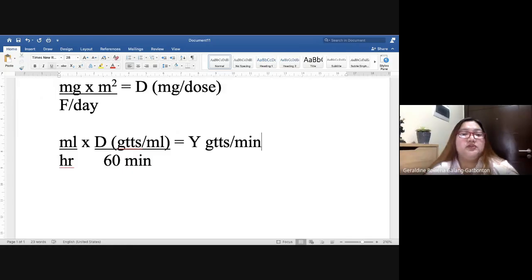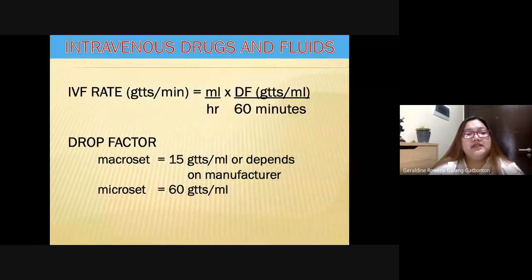ml per hour. So, ito hindi ito magbabago. It's always ml per hour. Volume and time. So, ml per hour times drop factor, whether macro, micro, standard yun ito, 60 minutes. And then, ang sagot, ilang patak per minute. Remember, drop factor, drops per ml. Ibig sabihin, ilang patak yung 1 ml. Okay? Ito naman, ilang patak yung 1 minuto.